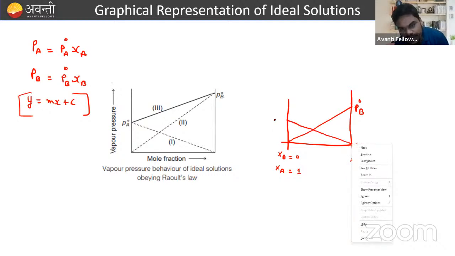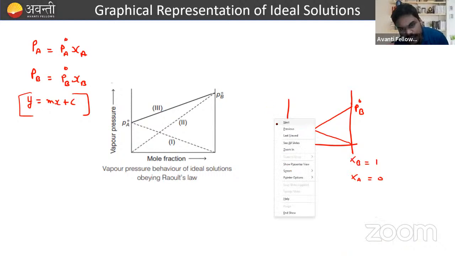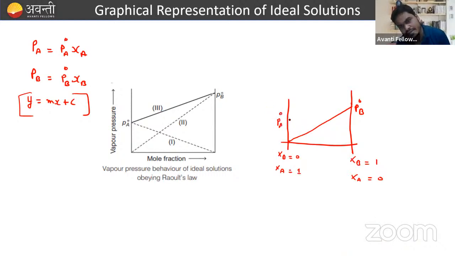Here we'll get P naught A. Right? So this is for this. Now this is the total. So this represents the total pressure, which is equal to PA plus PB. So this curve we obtained in case of ideal solution.